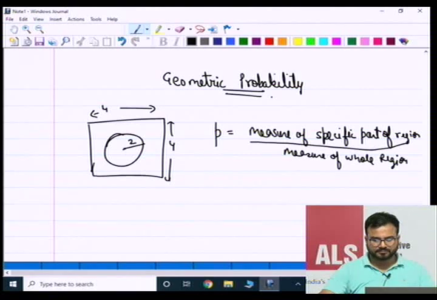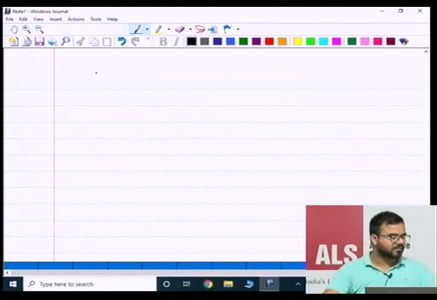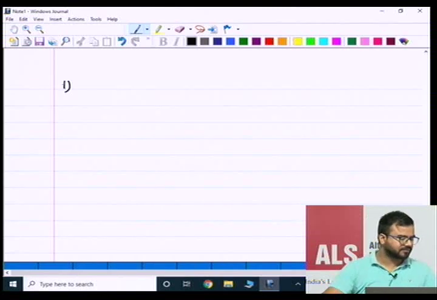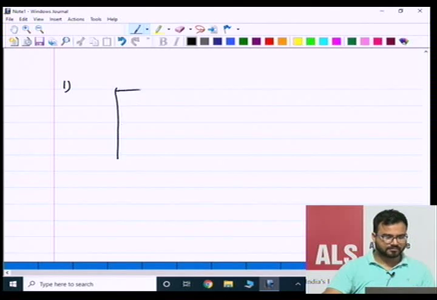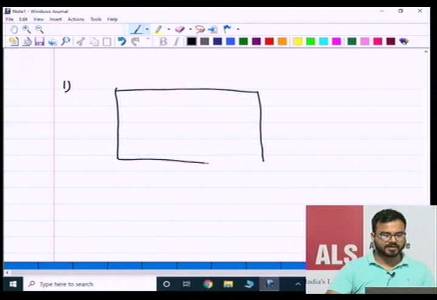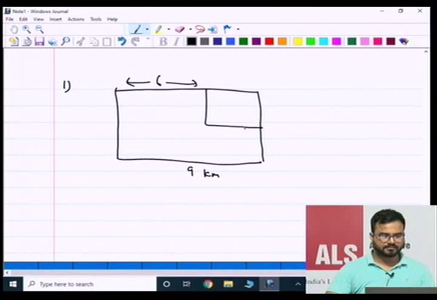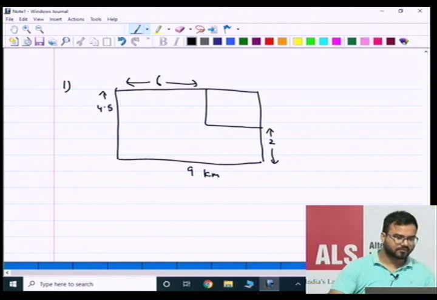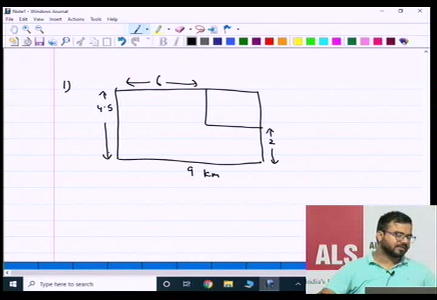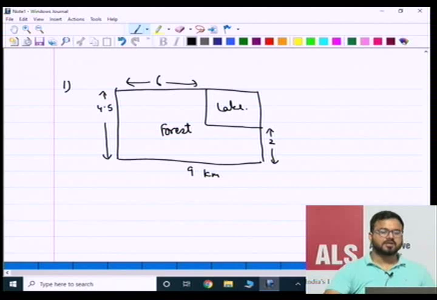With the question you will get a clear idea what is happening in the geometric probability. Suppose there is a rectangle. The dimensions are, this is 9 kilometers, this is 6, this is 2 and this is 4.5. So the situation is like this.